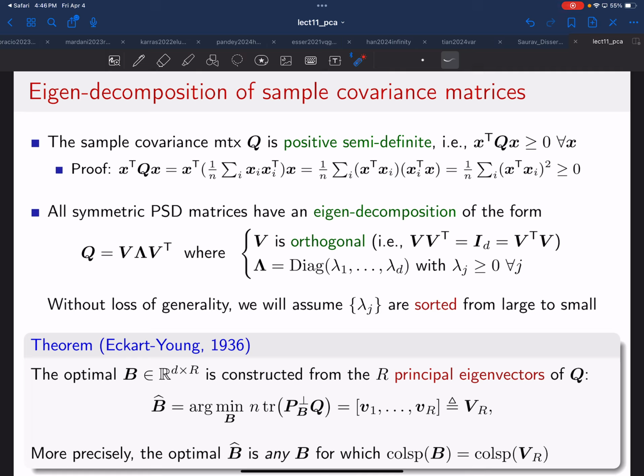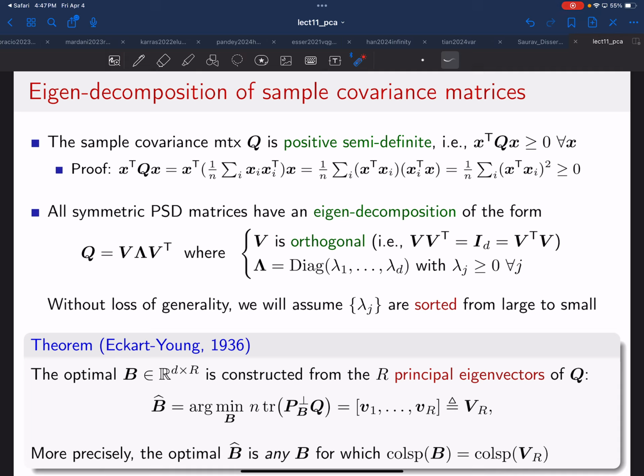And there's one more thing. If the matrix is what's called positive semi-definite, there's one other simplification. So what is this positive semi-definite? What does that mean? If you say a matrix Q is positive semi-definite, that means that when you put it inside this quadratic form with any vector x, this is guaranteed to be non-negative.